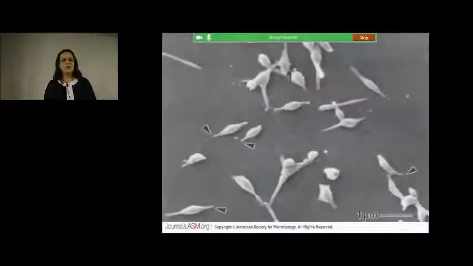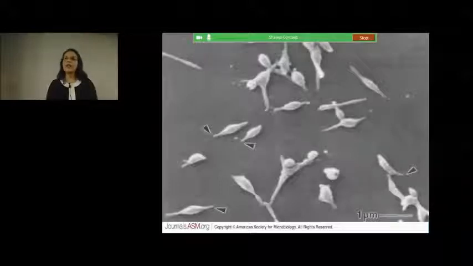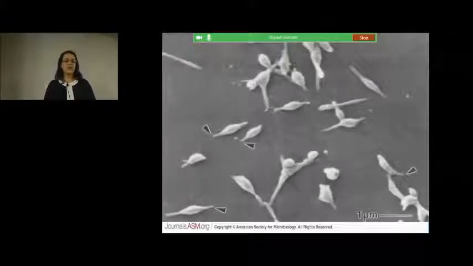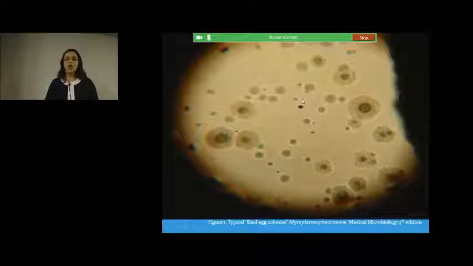So this picture shows the elongated shape of the Mycoplasma pneumoniae, and on the tip has the attachment organelle that is a structure that is very important in many aspects of the life cycle and pathogenesis of these microorganisms. This other picture shows the fried egg appearance of the Mycoplasma pneumoniae colonies in the agar. They are granular with a dense center and a lesser dense periphery.